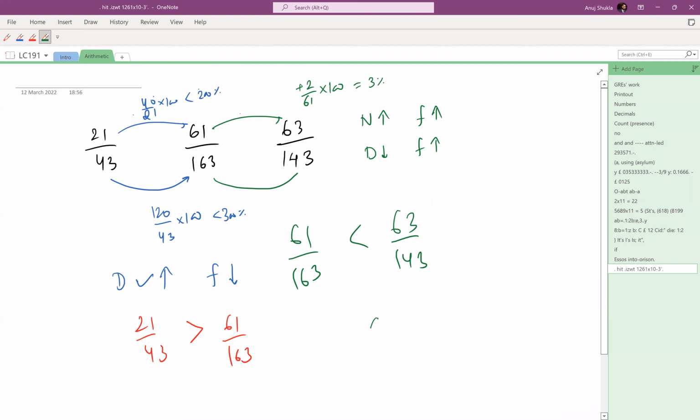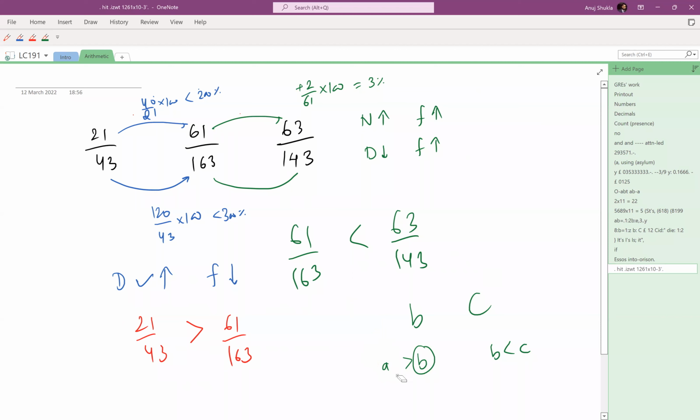You have A, B, C. If A is greater than B, and B is less than C, then you should know the relation between A and C also. Understood or not?